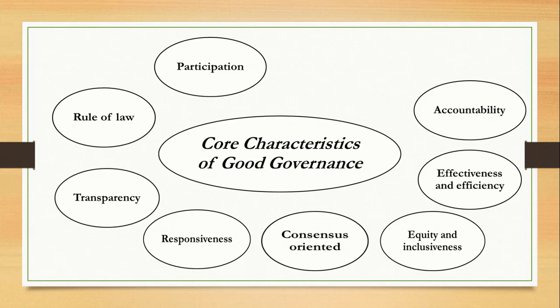Accountability. Decision makers in government, the private sector, and civil society organizations are accountable to the public as well as to institutional stakeholders. This accountability differs depending on the organization and whether the decision is internal or external to an organization. It's very simple. The last one is strategic vision.